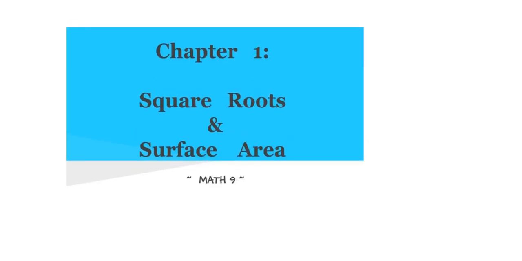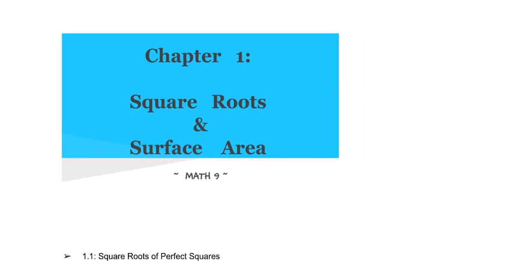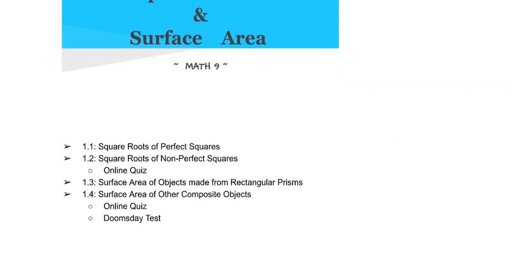Okay, so chapter 1, we're going to be doing square roots and surface area. But before we get going, here's what our units are going to look like. We've got square roots of perfect squares. You did this last year too, right? Like the word perfect square, does that make sense to people? Okay, that's good. If it doesn't, don't worry, we're going to go over it.